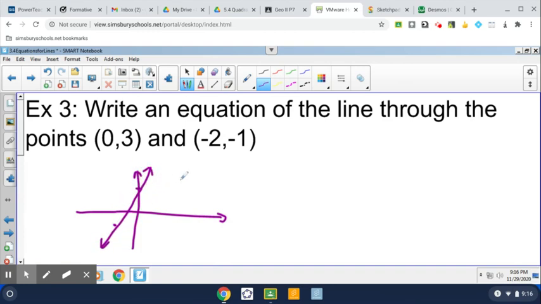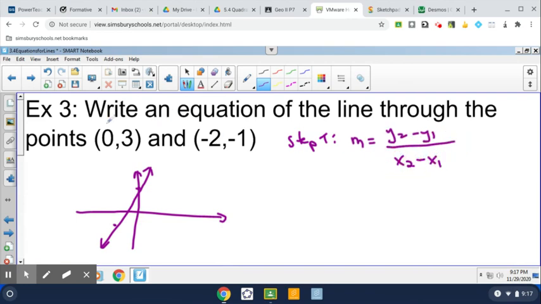Okay, so automatically you know the slope is positive, because the line goes up, and you already know that it will go through 0, 3, so that means that the y-intercept is 3. So how do you do this? First step, step 1, find slope. So slope equals y2 minus y1 over x2 minus x1.